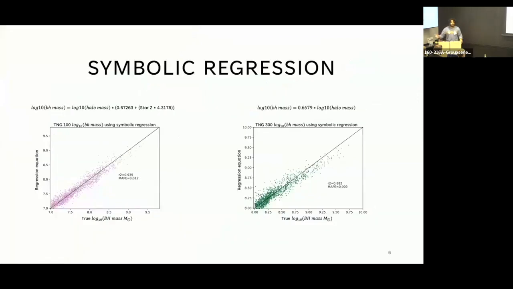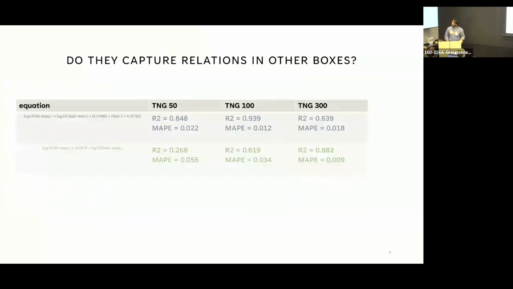Like I said earlier, the TNG 50 did not work whatsoever, so I didn't even bother putting that up there. But for the TNG 100 and 300, for the 100 we get 2 features in the equations, and for the 300 we get just 1 feature, which we thought was pretty interesting too. They do quite well when used on their own respective boxes. But considering that these simulations are basically trying to do the same things just at different scales, they should be interchangeable. The equation should be able to work on different boxes. But we actually don't see that quite well.